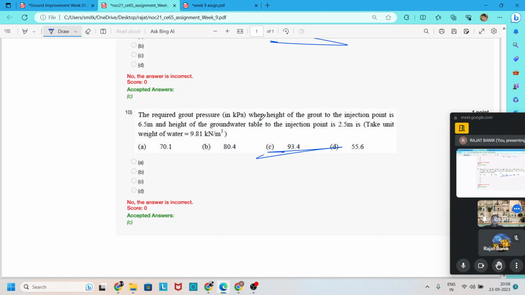So we discussed all the things regarding chemical stabilization and also solved the assignment problems, previous year assignment problems, which are quite similar to your assignment of this year. So now we close our session here, with all the things I think we covered in this session regarding chemical stabilization.